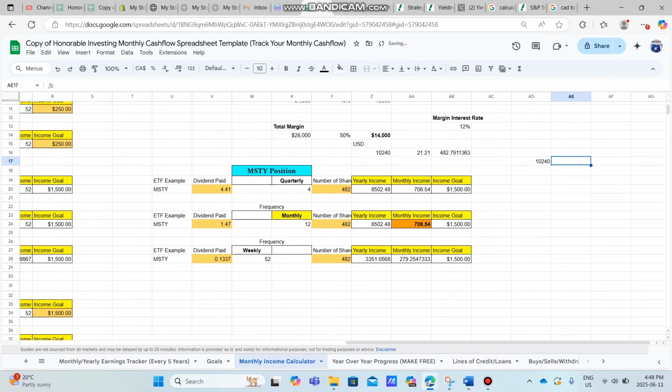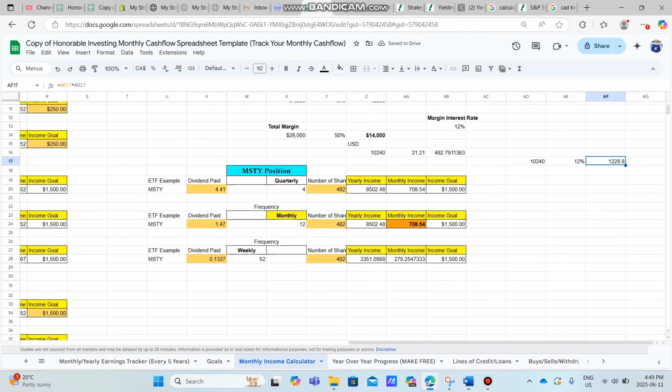$10,240 at a 12% interest rate. This means that over the course of 1 year, this is what we're going to pay in interest. So we're going to do our 12% times our 10,240, and that equals $1,228. So what we're going to do here is take this number divided by 12, because this total of $1,228 represents our yearly total in terms of interest. So on a monthly basis, we will be paying roughly $102 to earn $708 in terms of monthly income. When we subtract one from the other, we're going to do this.